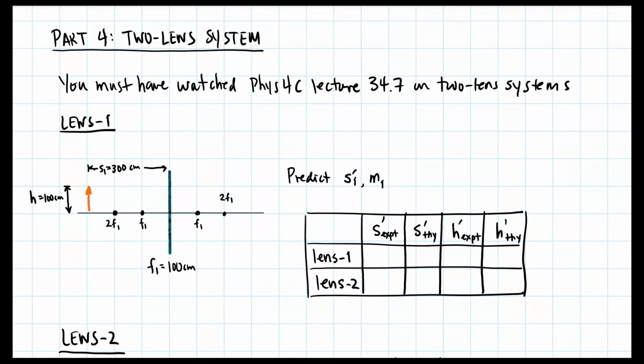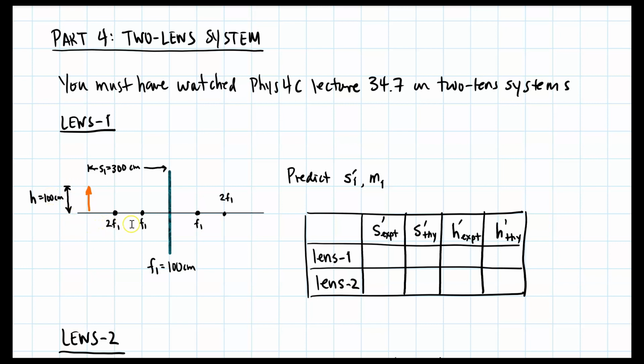Part 4, Two-Lens System. You must have watched the Phys4C lecture 34.7 on YouTube that focuses on two-lens systems before you do this part of the lab. And the way we do this, as we do in my notes, is that we break it up into two pieces. We focus on lens 1, and then we focus on lens 2. Here we go. For lens 1, I know that the object is 300 centimeters from the lens that has a focal point of 100 centimeters. The height of the object is 100 centimeters.